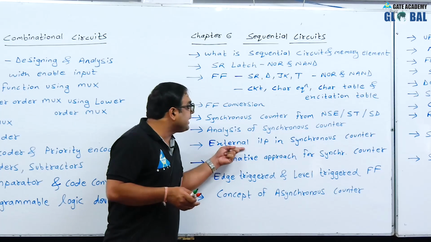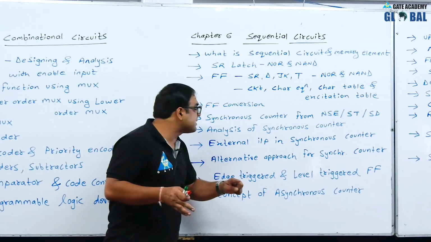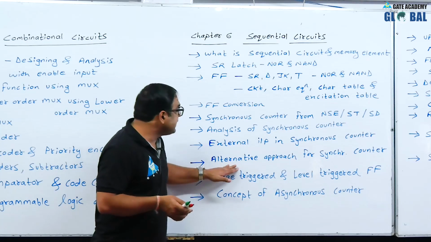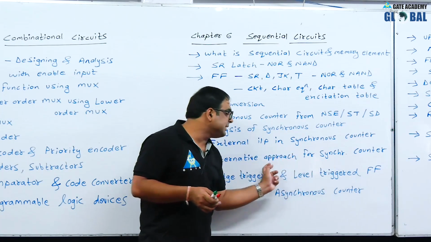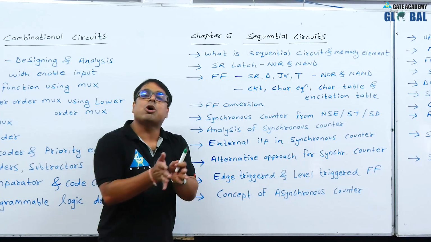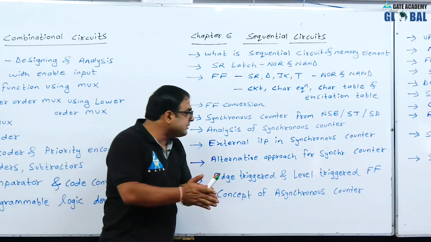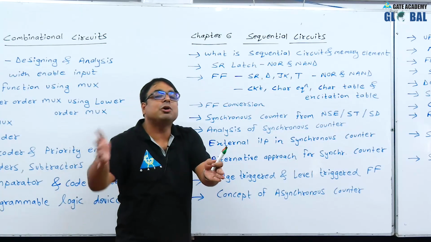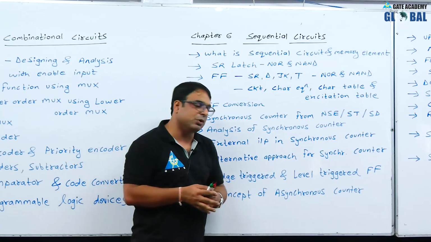With a very important example, I will be considering the up-down counter. With that example, I will be discussing what an external input in a synchronous counter is. Then I will be discussing an alternative approach for solving synchronous counter questions, because questions of different types can ask for the solution in a different way. So I will try to tell you all the possibilities. It will be up to you in what way you want to solve in the GATE exam, but I am going to explore all the possibilities in front of you.